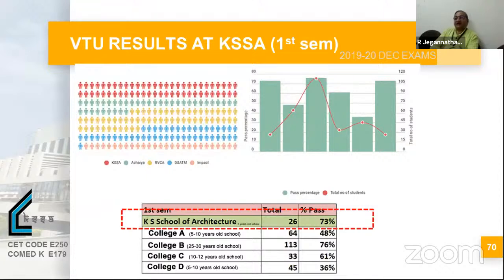Any academic process involves evaluation, and evaluation in the university system is conducted through examination, semester end examination, and continuous evaluation of their projects through the semester. These are the two means which the university conducts for architecture. And we have always been trying to benchmark ourselves with the best schools across the country.